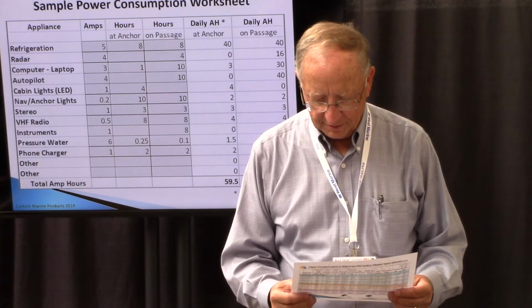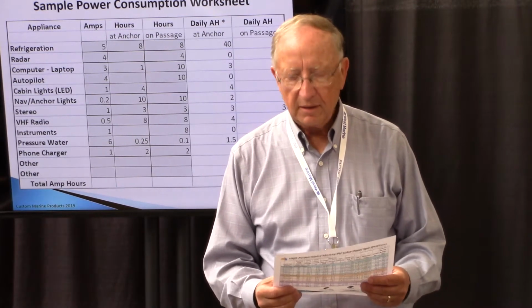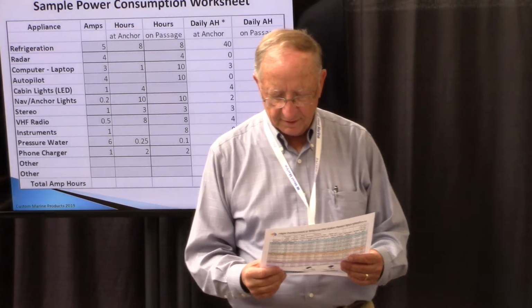The bottom line says it's 1, 2, 3. 1 is determine your daily power. 2 is assess your battery capacity. 3 is calculate solar capacity.